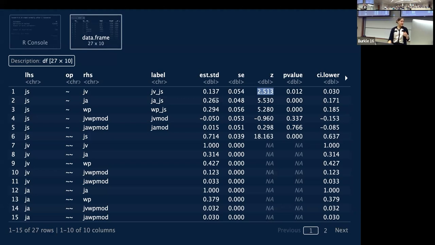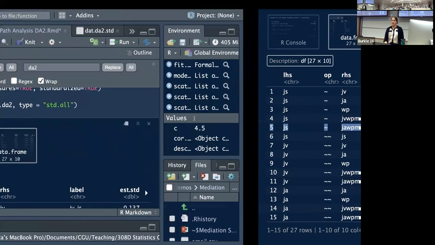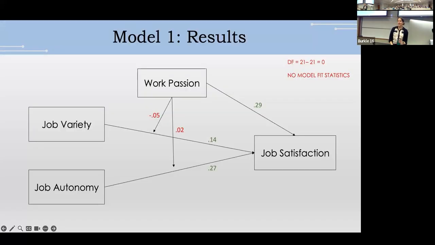How about job autonomy? Does that predict? Yes. Yep. How about work passion? Yeah. Yep. How about either of our moderators? No. Let's put that on our diagram. It looks like this, right? Why did I move back to the arrows like this? Because it's way easier for my brain to wrap my head around actual moderating on paths versus the statistical layout. So what do we find in this model? Can't have model fit, but work passion, job variety, and job autonomy all predict satisfaction.